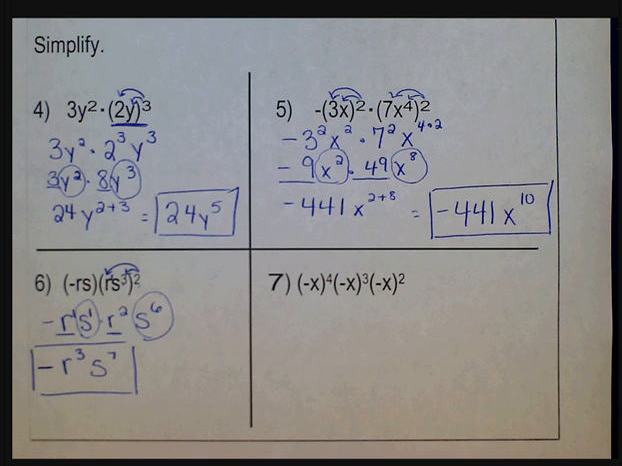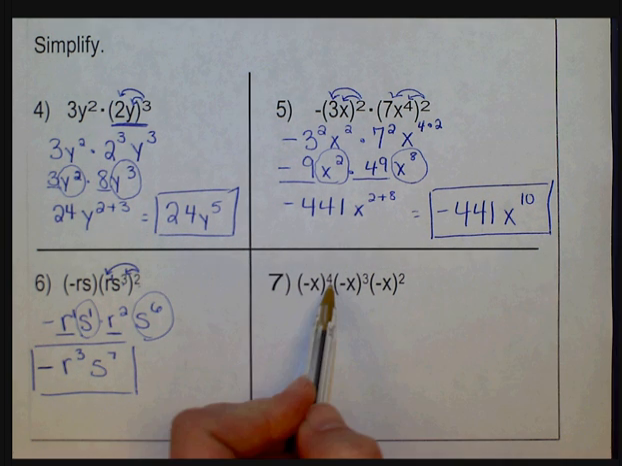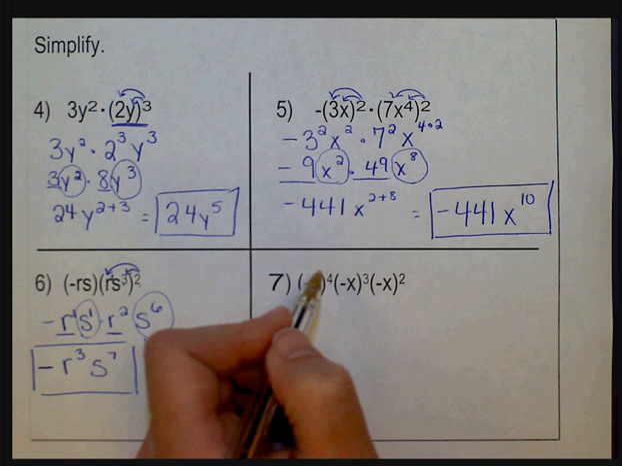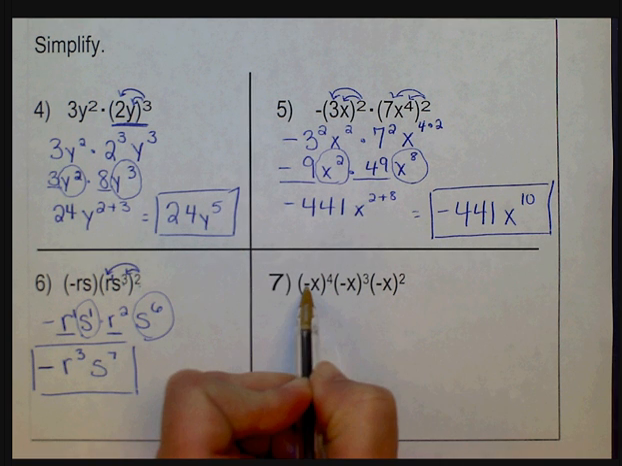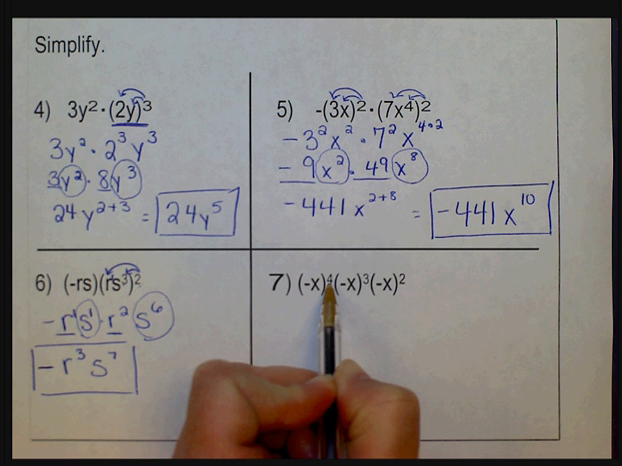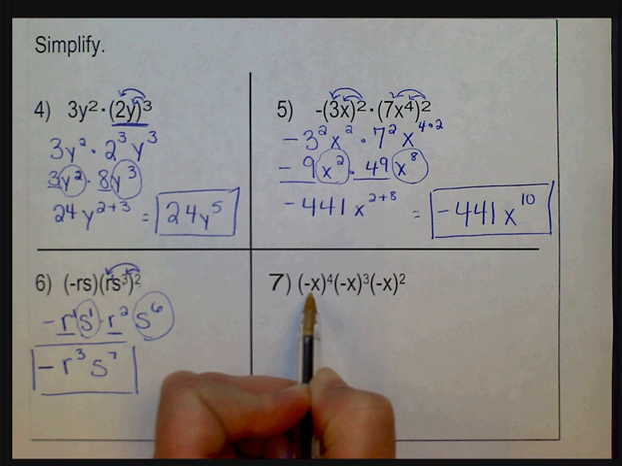All right, for number 7, we have negative x raised to the 4th power times negative x to the 3rd power times negative x squared. So this negative and the x are both being raised to the 4th power. So this is negative x times negative x times negative x times negative x.